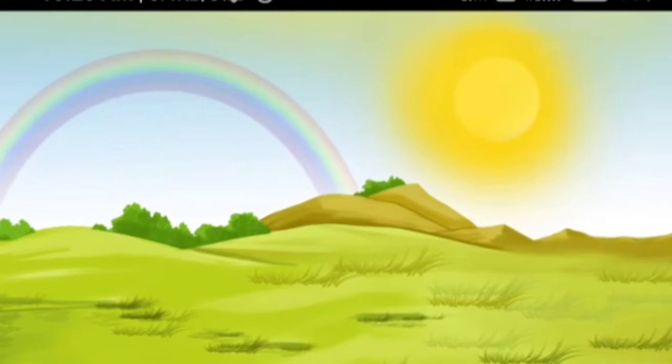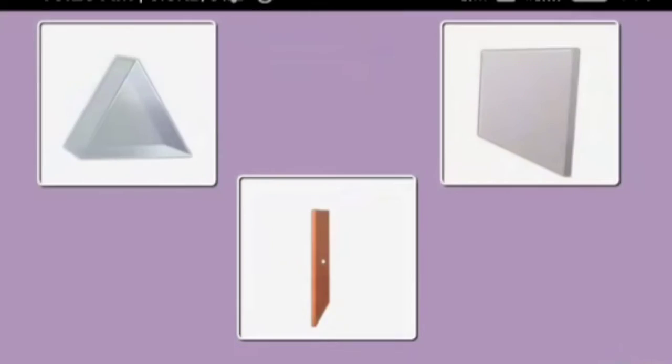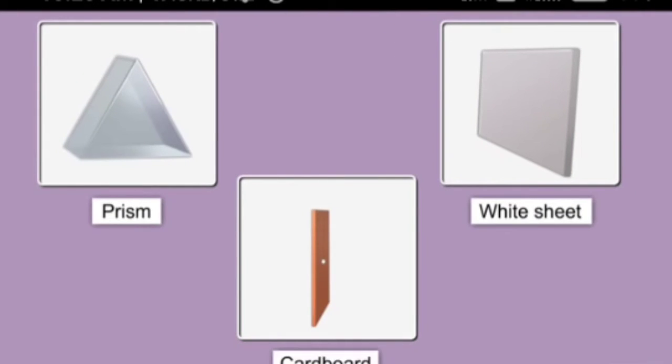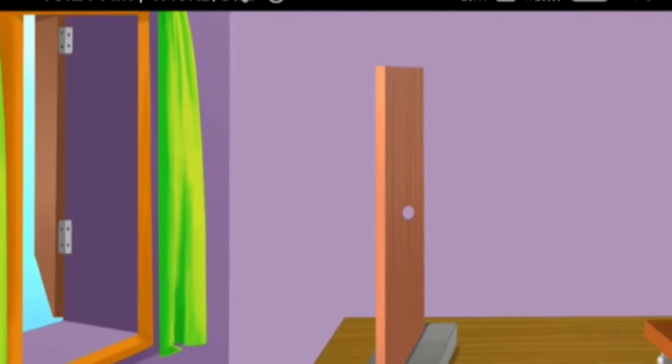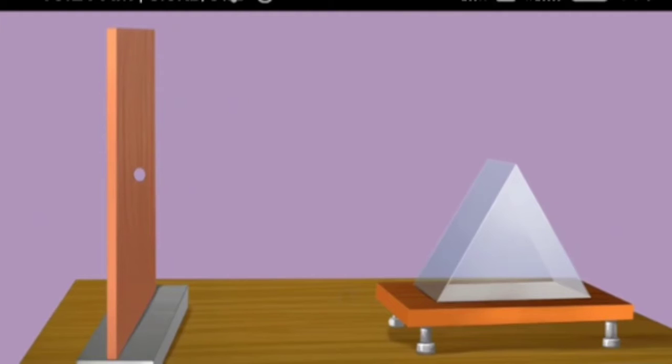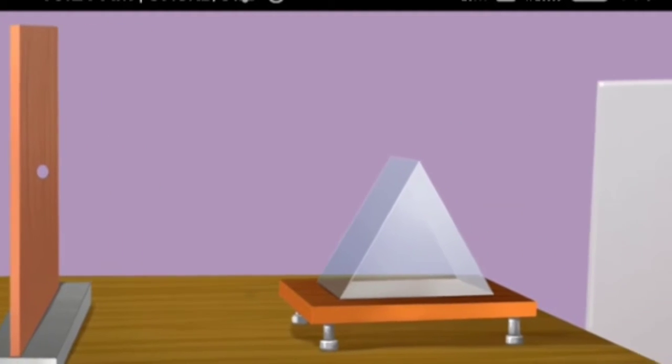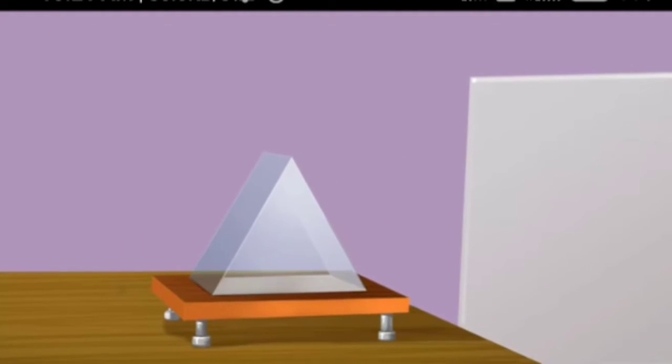To understand what dispersion of light is, let us perform an activity. For the activity, you need a prism, a white sheet, and a cardboard with a small hole at its center. Place the cardboard at a position such that the sunlight falls directly on it. Next, keep the prism such that the light passing through the hole of the cardboard falls on the surface of the prism. At the other end of the prism, fix the white sheet as shown.